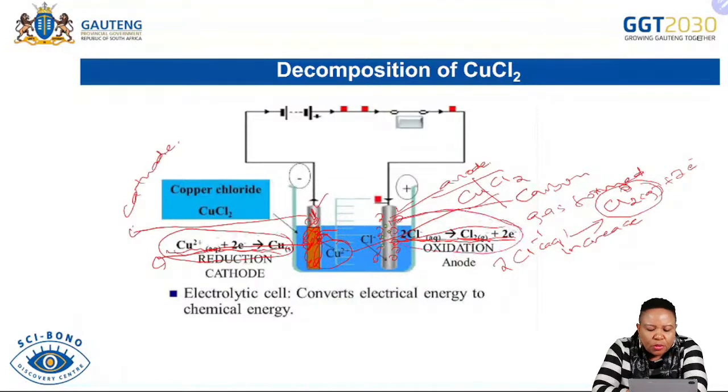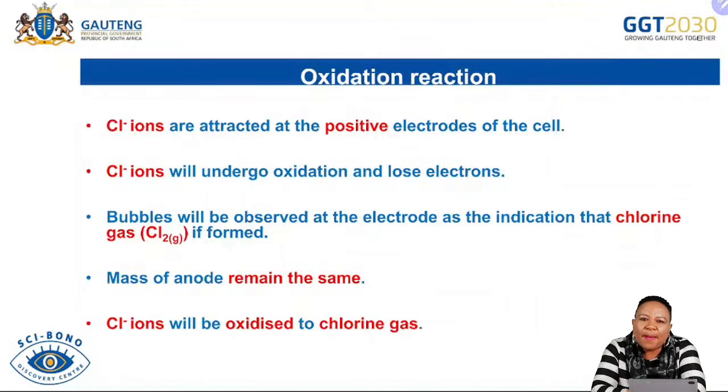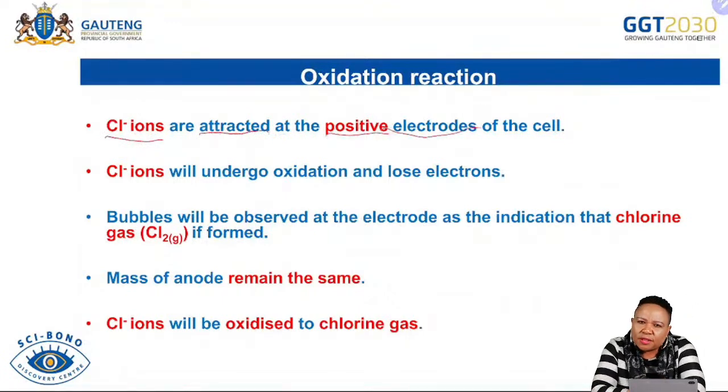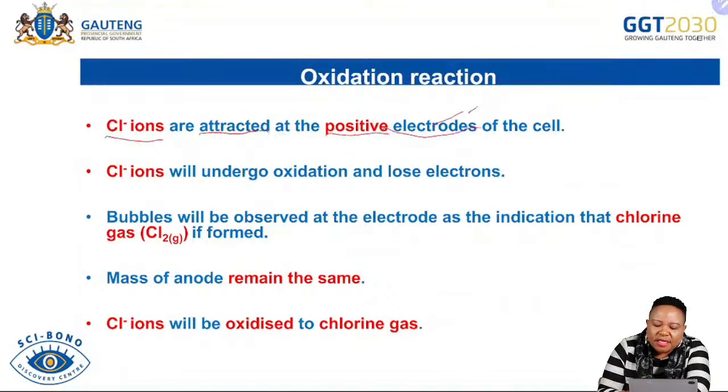Now, we need to know exactly what is happening, and we need to explain what we are going to observe as part of the observations that will occur in that process. So we can see that chloride ions were attracted at the positive electrode. Remember, chloride ions are negative ions, so definitely they will be attracted at the positive electrode. And as they are attracted there, our positive electrode, remember, is our anode.